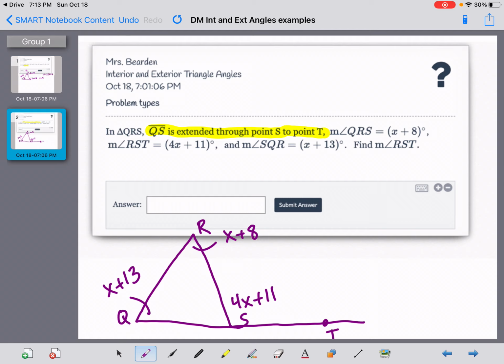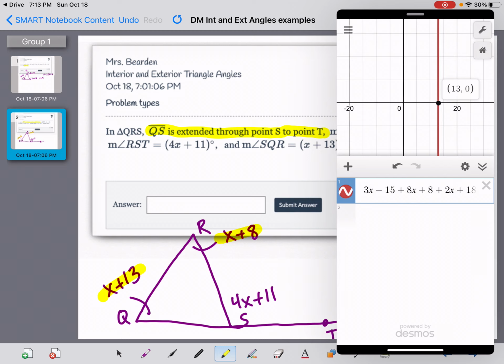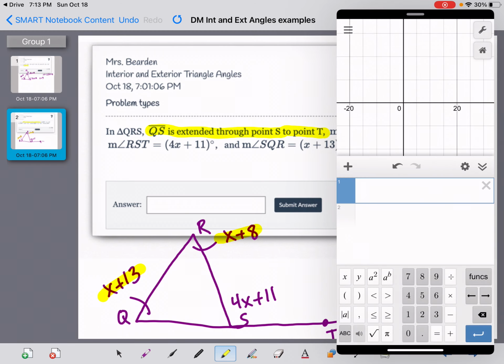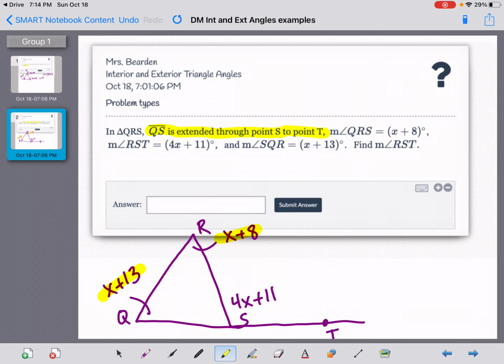Now, for this one, this is that exterior angles theorem, and this theorem says that these two interior angles will equal that exterior angle. So now we type in X plus 13 plus X plus 8, and it's going to equal that one on the outside. X is 5. All right. Let's use my pen. X equals 5.